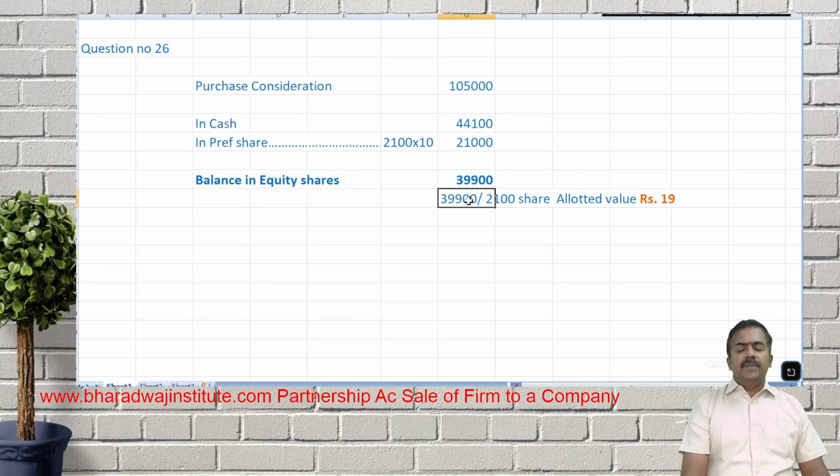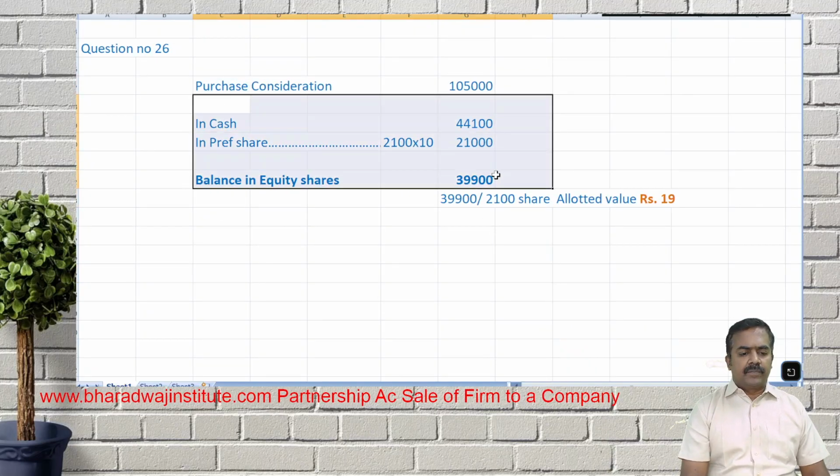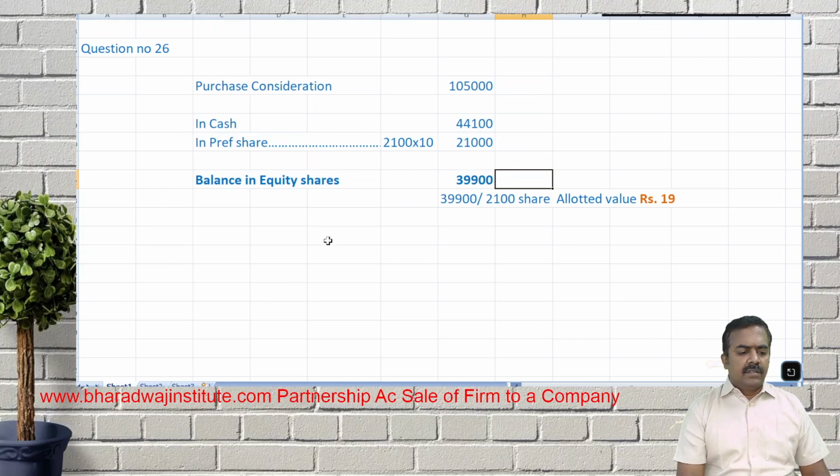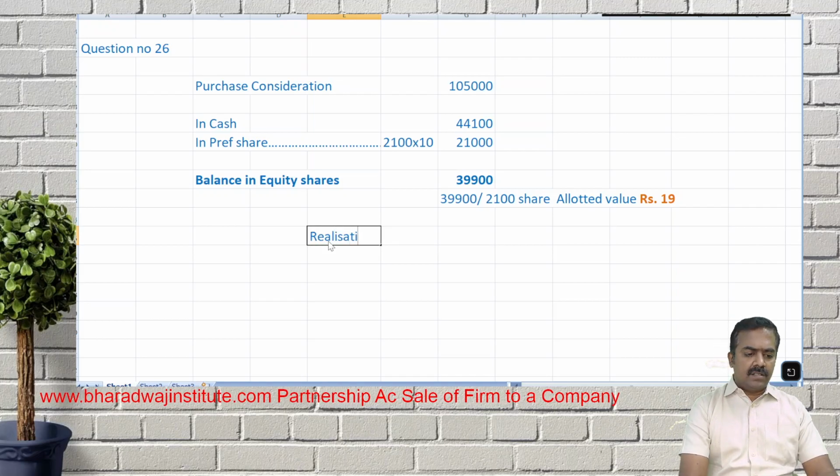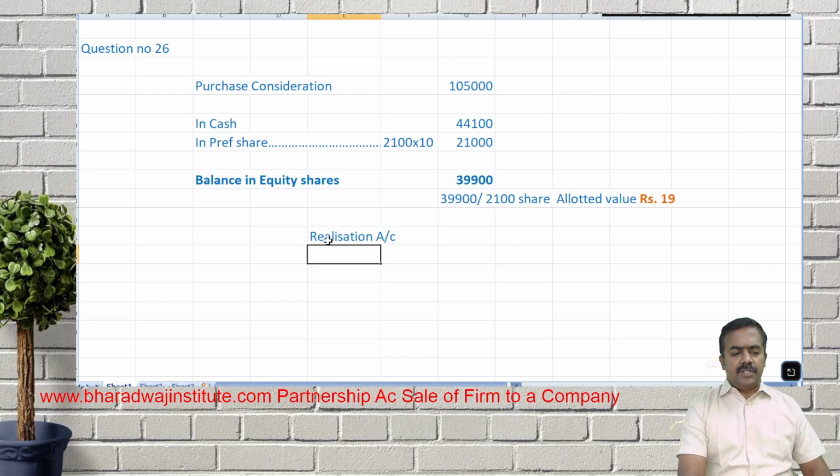What is allotted value? 19 rupees. Okay. It's a very simple problem. We'll go for case A, case B later. As of now, which account do you have to prepare first? Start along with me. A realization account.